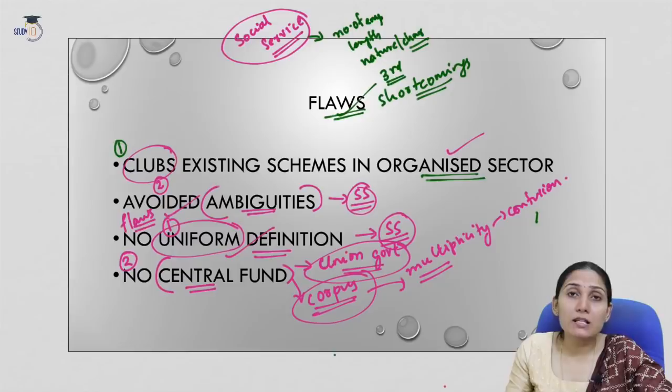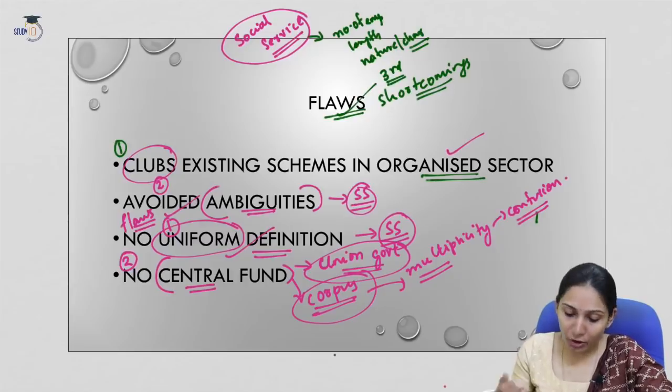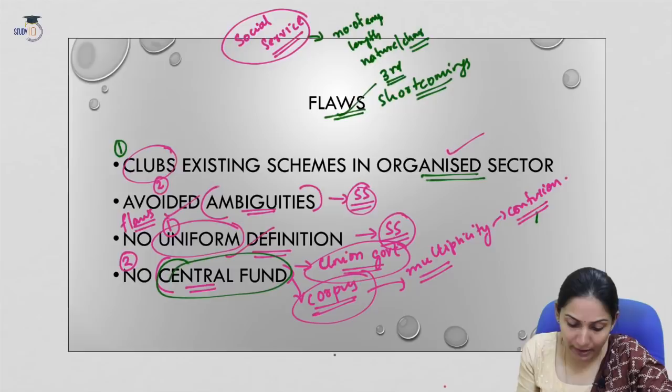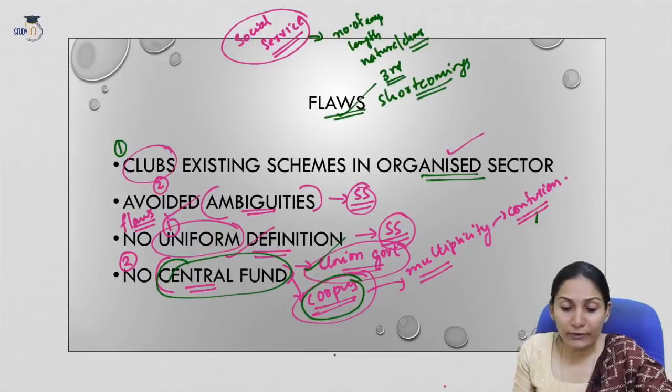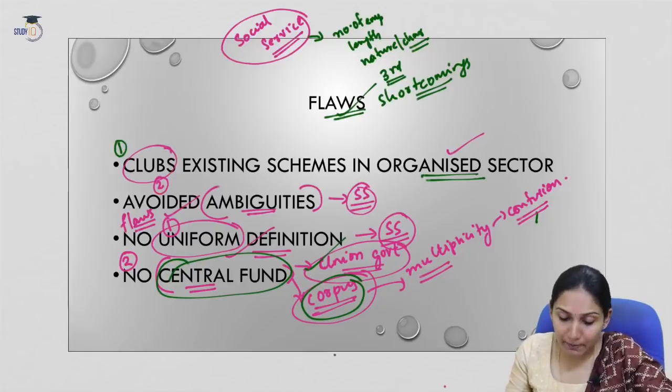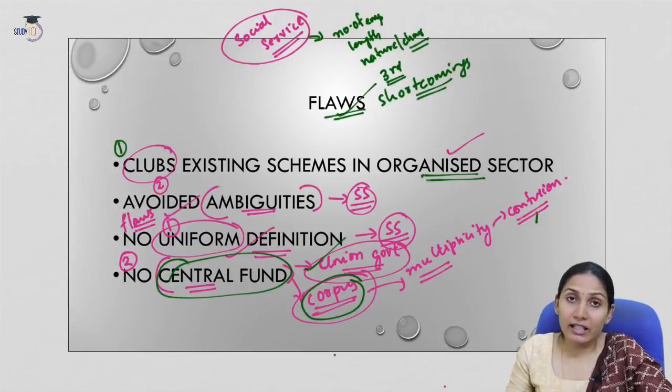And so this multiplicity will create confusion among the authorities about who has to give how much. All this will create confusion. So first thing here is that there is no central fund or Union government contribution towards this. Second, the corpus of this fund is split among numerous authorities, creating multiplicity and confusion.